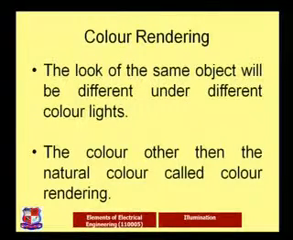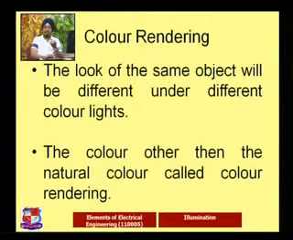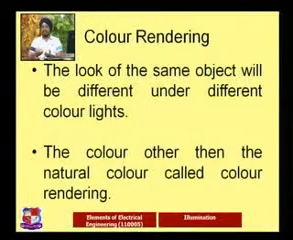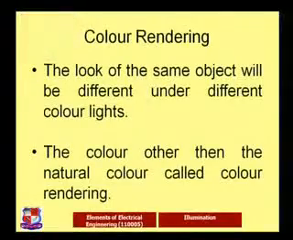The next one is color rendering. Color rendering means that the same object, when we look at it under different colors of light, looks different. The color other than the natural color of the object, which we can see when light falls onto it, is known as color rendering. It means the object is of another color, but due to the lighting scheme we are not finding the actual color of that particular object, our eye cannot detect it, and that is known as color rendering. So the lighting scheme should be such that when we see that object, it must give us the natural color.